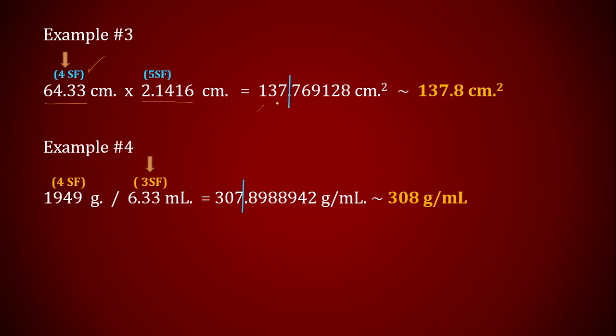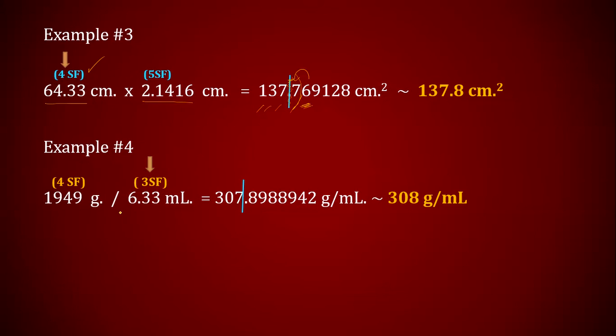So that should be 1, 3, 7, and 7. So this cut here is wrong, okay? And that should actually be here, after the 7, because you need to get 4. Now you look at the number after the cut, and that's a 6. So therefore, I need to round it up to an 8. So let's write that down properly. It should be 137.8 centimeter squared.